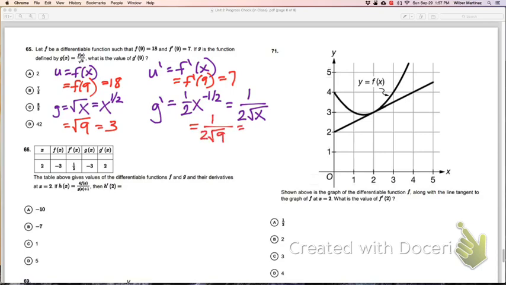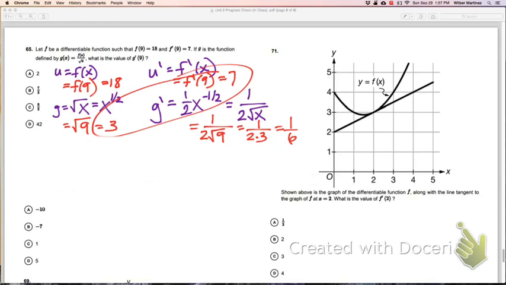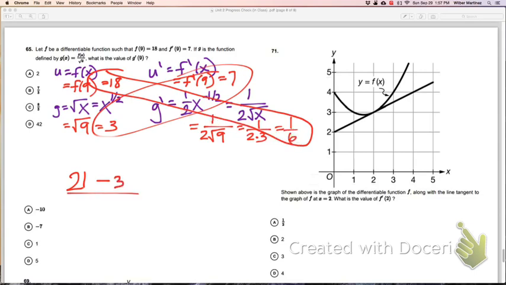So quotient rule says multiply backwards first, 7 times 3, which is 21. Minus, if you multiply forwards, 18 times 1/6, and 18 times 1/6 is 3. All over the bottom squared. So since the denominator is 3, that would be 3 squared, which is 9. So 21 minus 3, which is 18. 18 over 9, which is 2. Answer choice A.